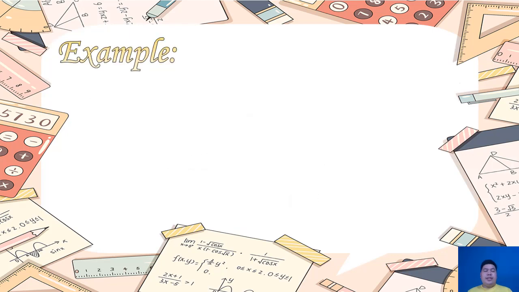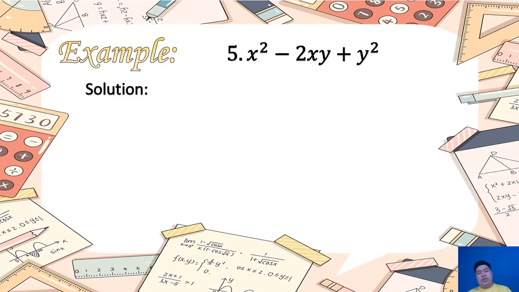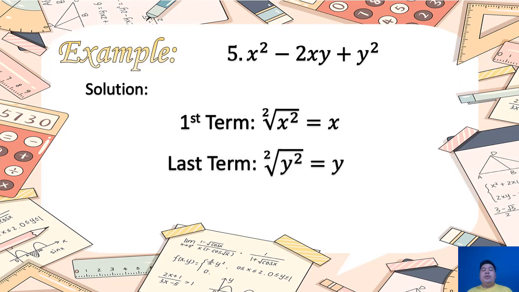Then for our last example, we have x squared minus 2xy plus y squared. So the solution here is to first square root the first term. The square root of x squared is x. Then square root the last term, the square root of y squared is y. Then we get the extracted roots. Then we see a negative sign, so we will use the subtraction sign. So our final answer here is (x - y) squared. Is that only simple?